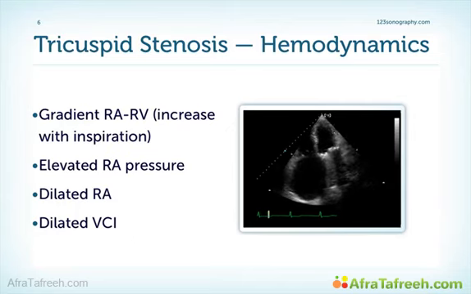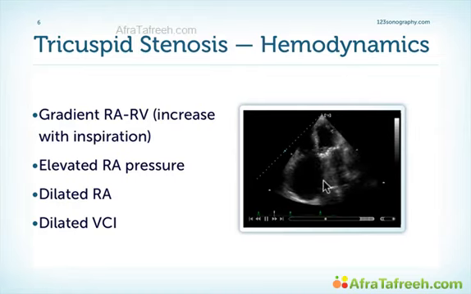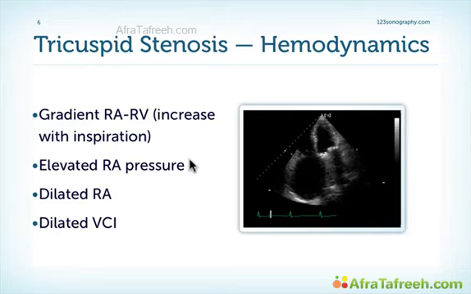Coming back to the gradients, one thing I forgot to mention, we have gradients which vary with respiration. This is in contrast to the mitral valve where the gradients stay fairly constant throughout the respiratory cycle. In tricuspid stenosis, the gradients increase during inspiration because we have an increase in flow. Always consider this when you quantify the severity of tricuspid stenosis.